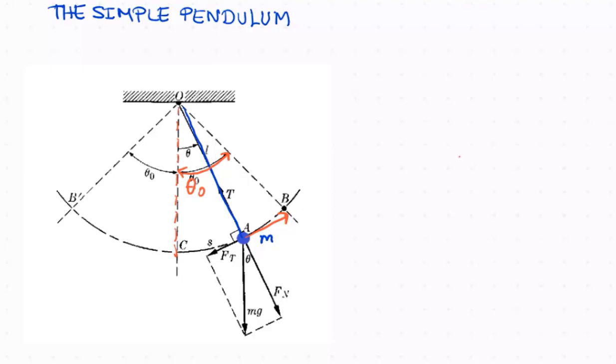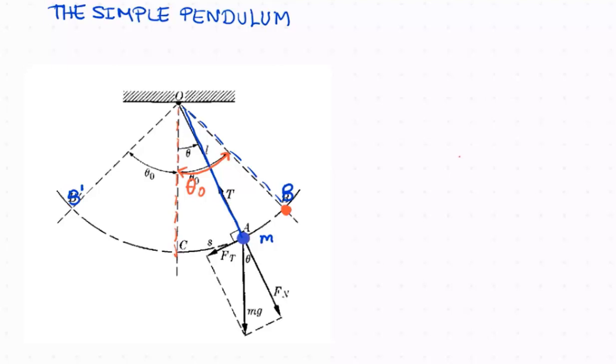Initially, we pull the particle aside to the position B, and when the particle is on the position B, it's making an angle theta 0 with the vertical, right? At this time, the string would be right here, represented by the dashed line. If we release the particle, the pendulum will oscillate between the position B and the position B prime. And it's going to be a symmetric motion between those 2 points.